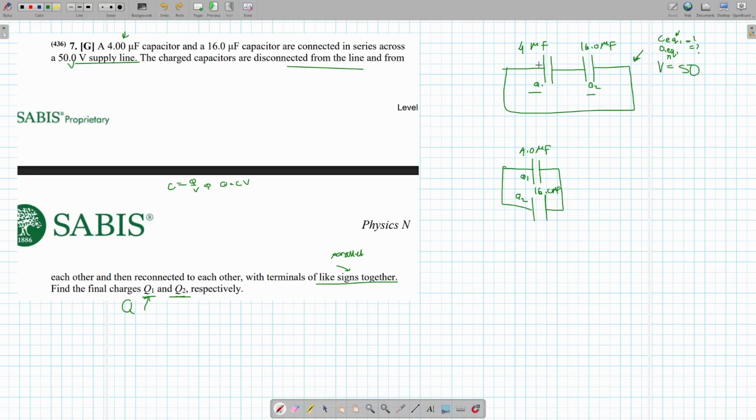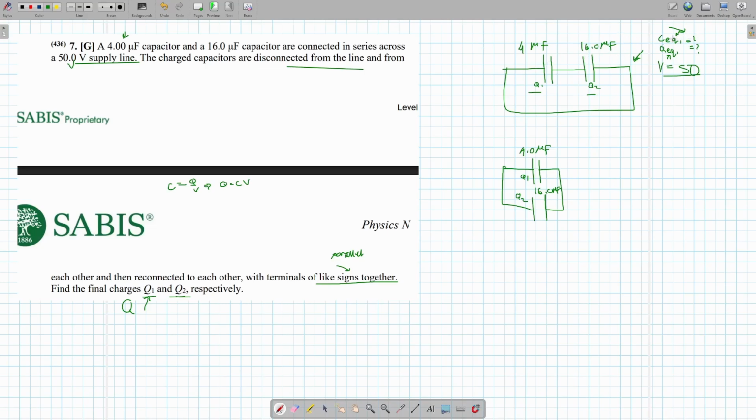And voltage, did they give me voltage for any specific thing? No. They gave me voltage 50 means the whole thing is 50. So since I'm working with voltage the whole thing, I need to work with the whole thing for everything. So let's take a look at the total capacitance, because we're working with the whole thing.